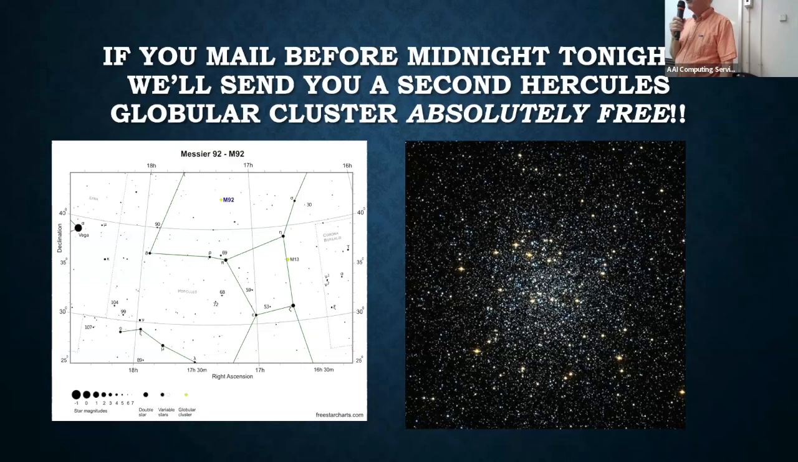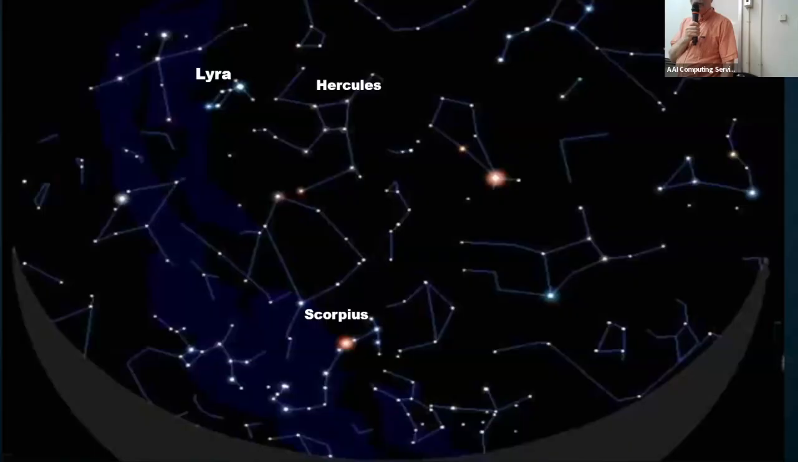So we have these 2 beautiful globular clusters in Hercules. The next constellation is Lyra. Lyra means a lyre, not like a politician, but like a musical instrument, a harp. And it's supposed to be the lyre of Orpheus.